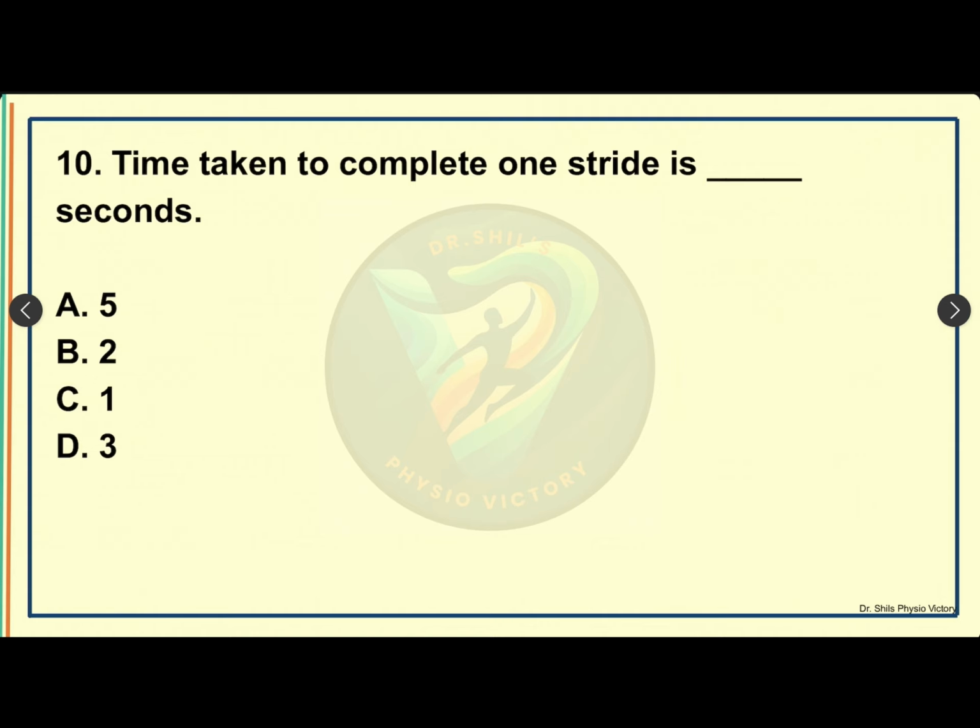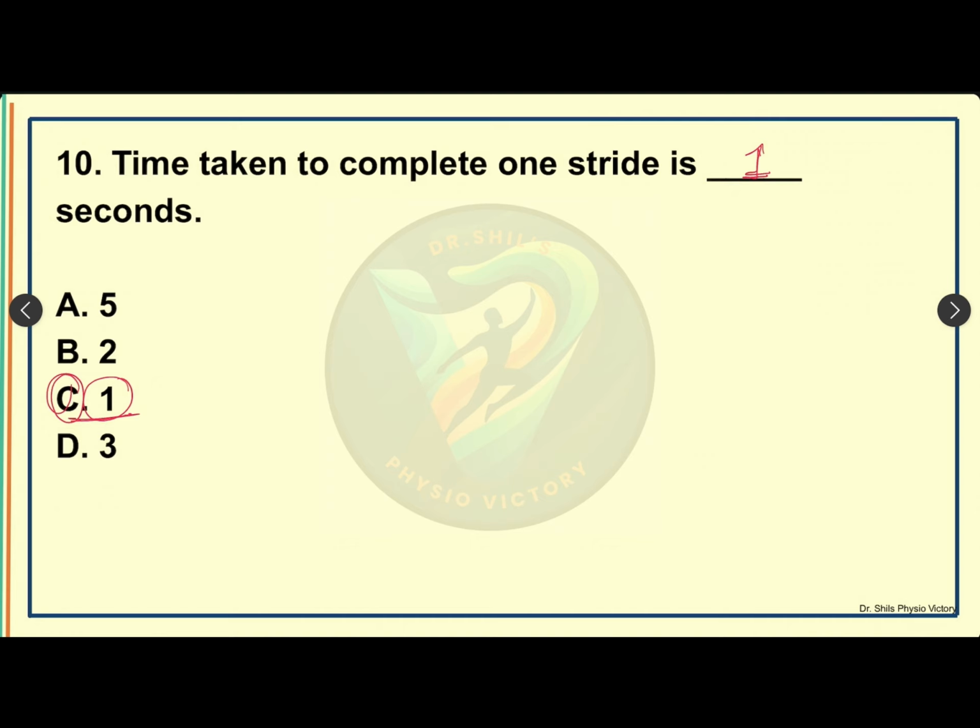Next question, question number 10. Time taken to complete one stride is dash second. Here the options are option A 5, option B 2, option C 1, and option D 3. Here the correct answer is option C 1. It will be 1 second for stride time.